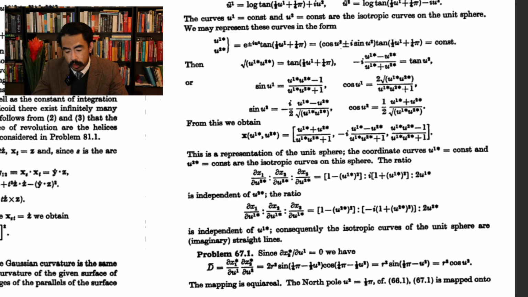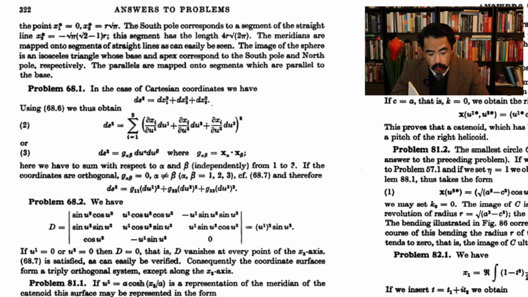The north pole is u2 equal to pi over 2, for which refer to the coordinates which were introduced in the previous two sections that I just read. The north pole is mapped onto the point x1 star equal to 0 and x2 star equal to r times the square root of pi. The south pole corresponds to a segment of the straight line x2 star, which is equal to negative square root of pi, then times the quantity square root of 2 minus 1, closed quantity, then times r. This segment has the length 4r times the square root of 2 pi.